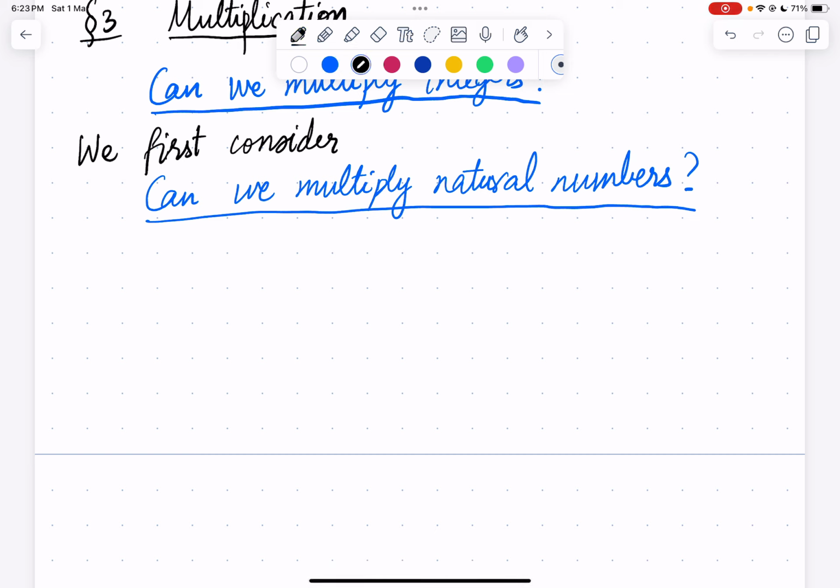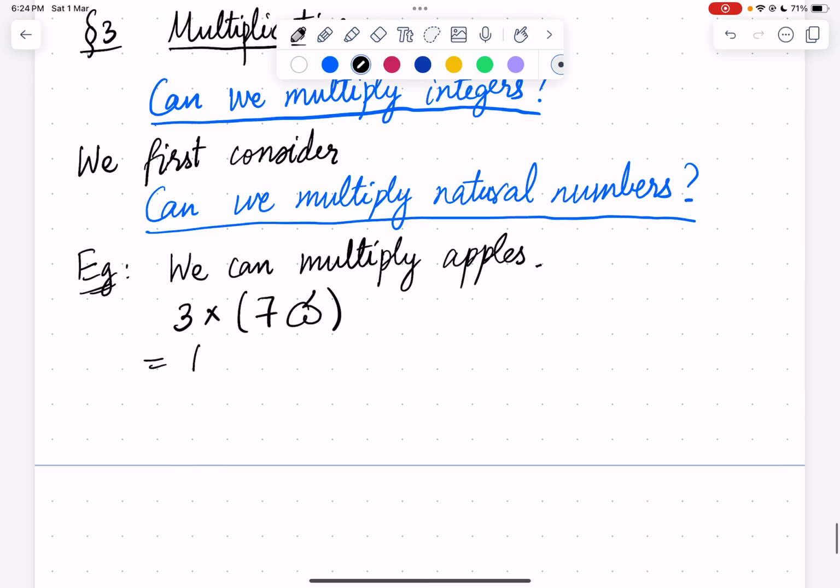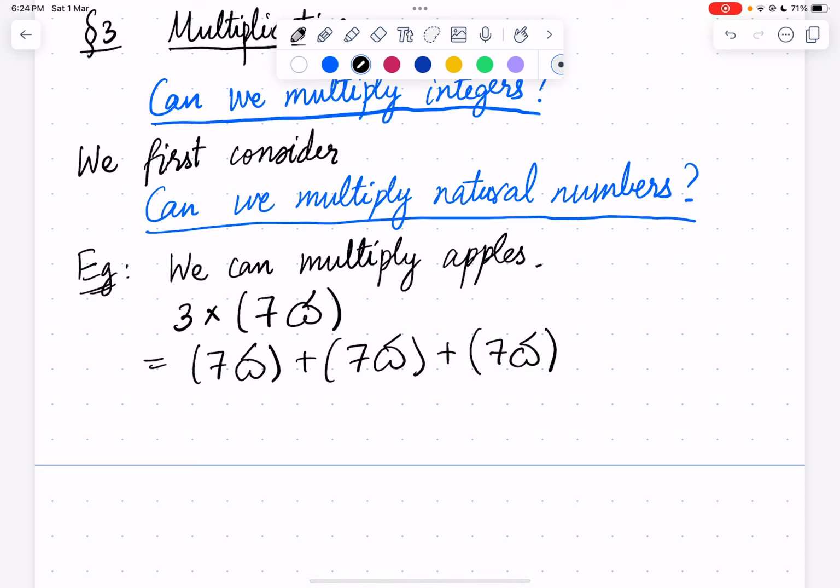So yes, we can. For example, we can multiply apples. Three times 7 apples equals 7 apples taken thrice, added thrice, equals 21 apples. So 3 times 7 apples is 21 apples.